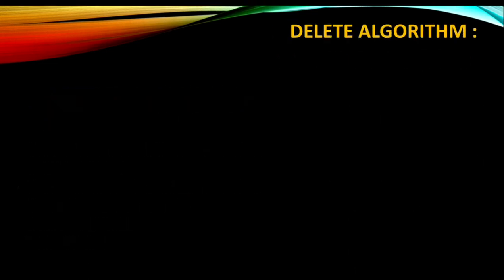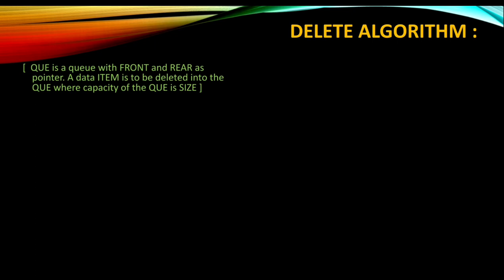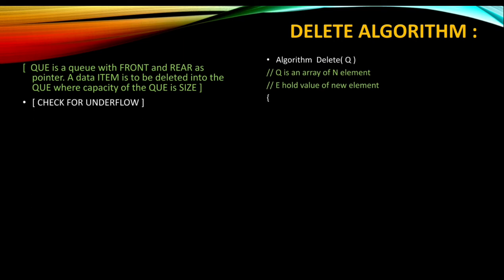Now the delete algorithm. When we delete an element, we want QUE, a queue with front and rear as pointers. Our data item is to be deleted from a particular queue, but the queue should have a number of elements, that is size. The capacity of the queue is size. In the same way, we can write algorithm delete q. Q is an array of n elements and e holds the value of the element which is to be deleted.